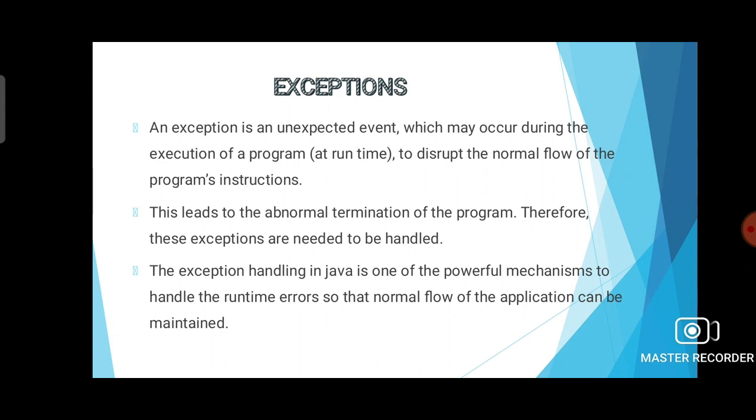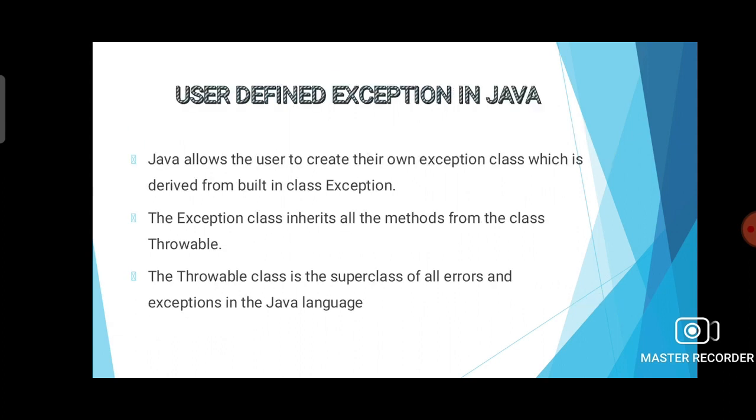First of all, let us recall what is meant by exception. An exception is an unexpected event which may occur during the execution of the program, which will disrupt the normal flow of the program's instruction execution. This will lead to abnormal termination of the program. Therefore, these exceptions need to be handled. In Java, we have the exception handling mechanism by which we can handle runtime errors so as to prevent the abnormal termination of the program's execution.